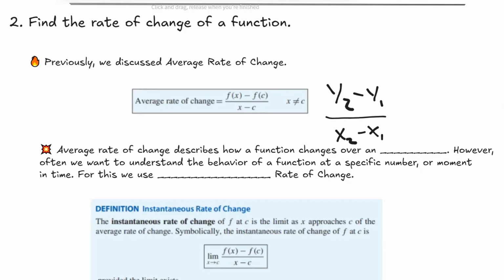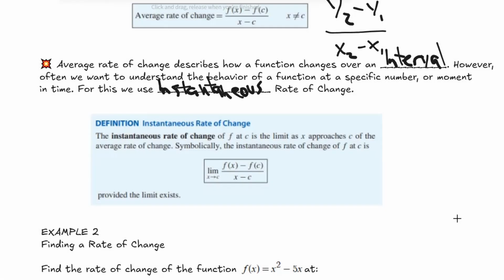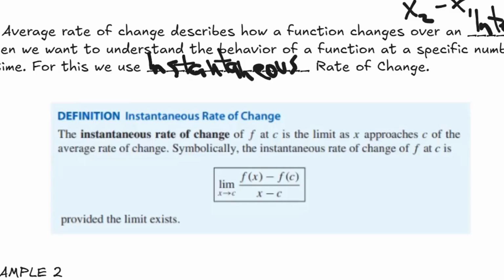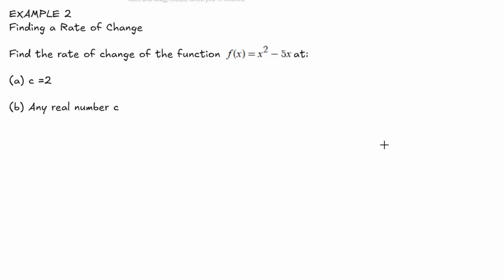Now, the average rate of change describes how a function changes over an interval. However, we often want to understand the behavior of a function at a specific number or a specific moment in time. For this, we're going to use what's called the instantaneous rate of change. If we look at the definition here, the instantaneous rate of change of f at c is the same exact definition as the slope of the tangent line. Let's go ahead and do an example.